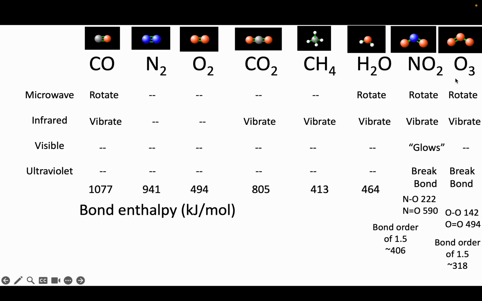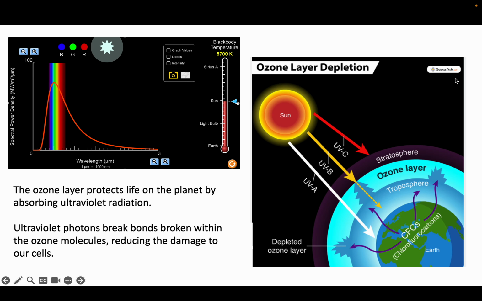That phenomenon is especially important for ozone. The ozone layer crucially protects life on our planet by absorbing ultraviolet radiation. We saw that ultraviolet radiation is coming from the sun. What happens is that ultraviolet radiation will lead to bonds being broken within the ozone molecules rather than traveling through to the planet and damaging the cells within organisms like ourselves. So that's what's being shown within this picture here, where we would have ultraviolet being absorbed within the ozone layer as it breaks bonds within those ozone molecules rather than reaching us.